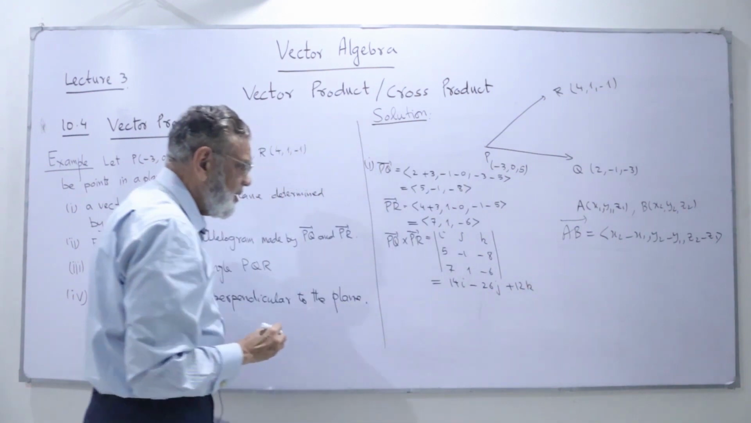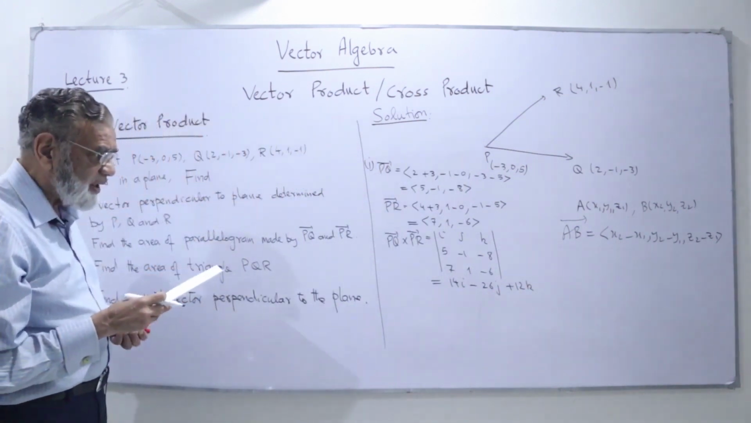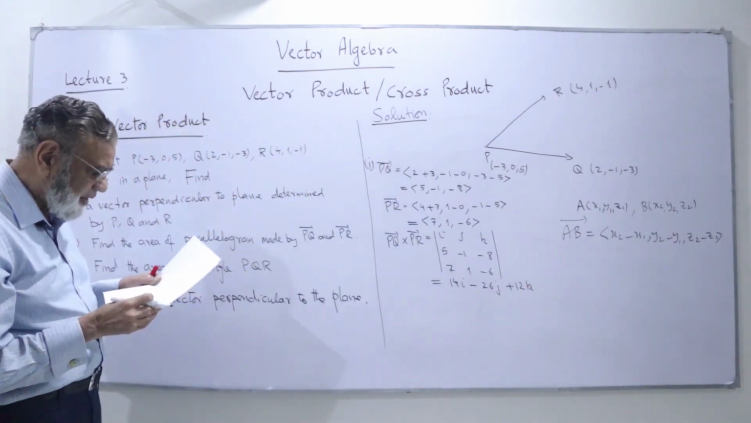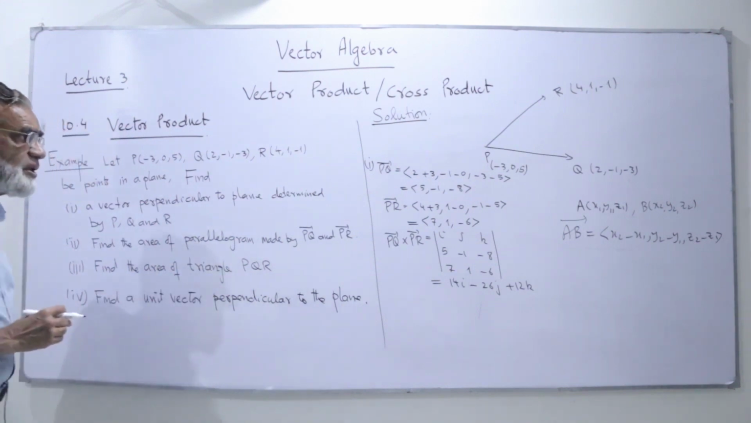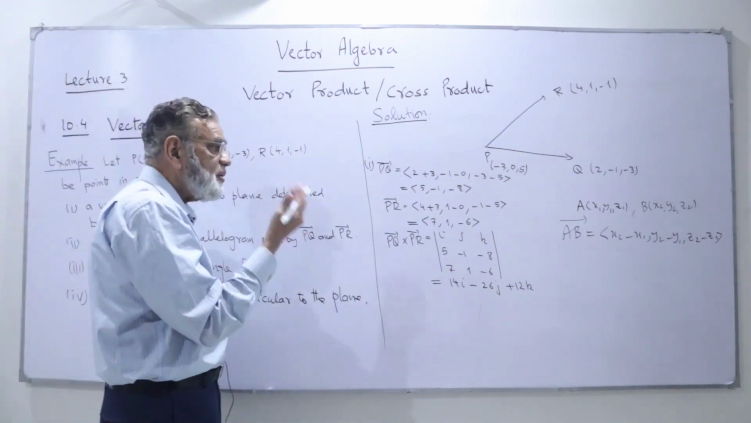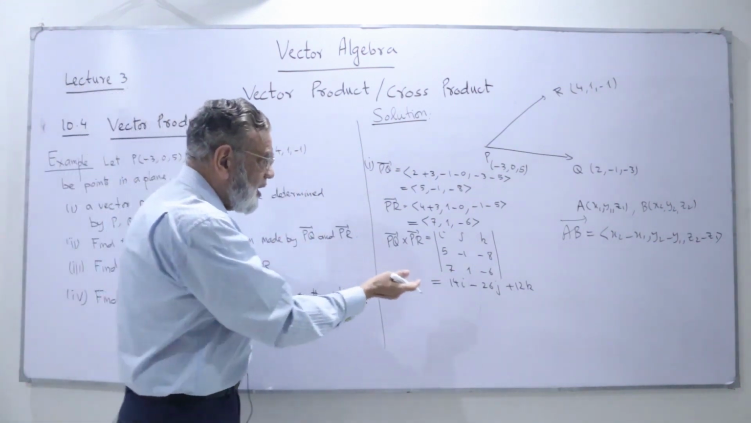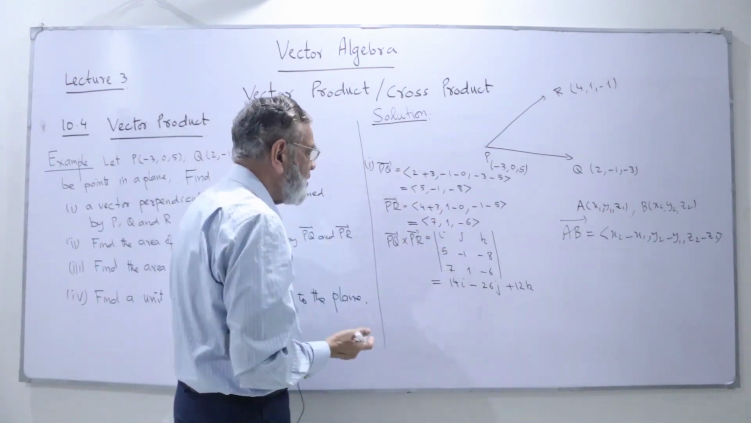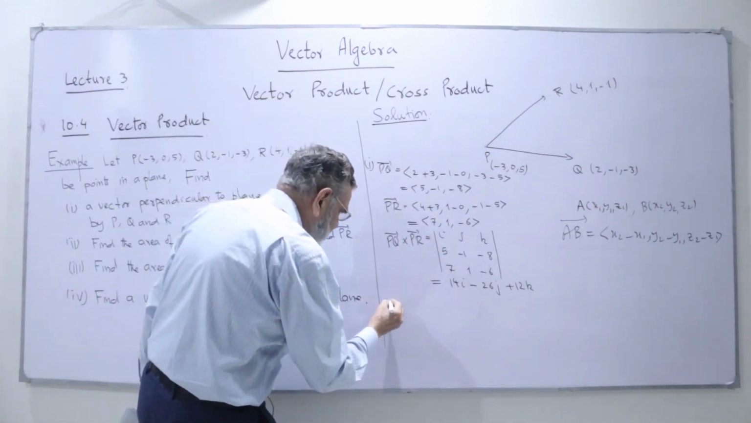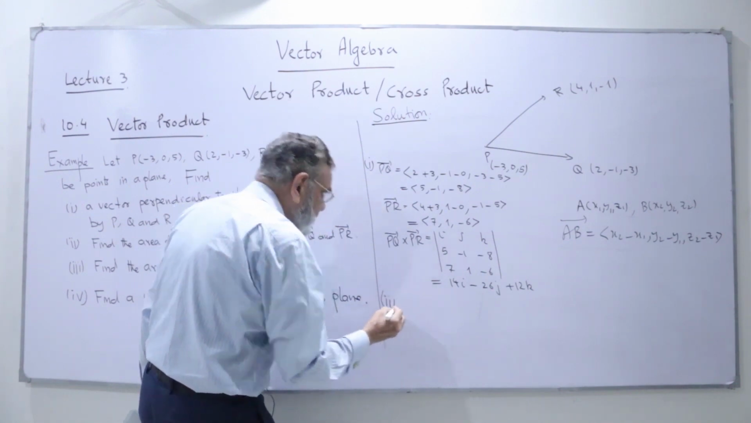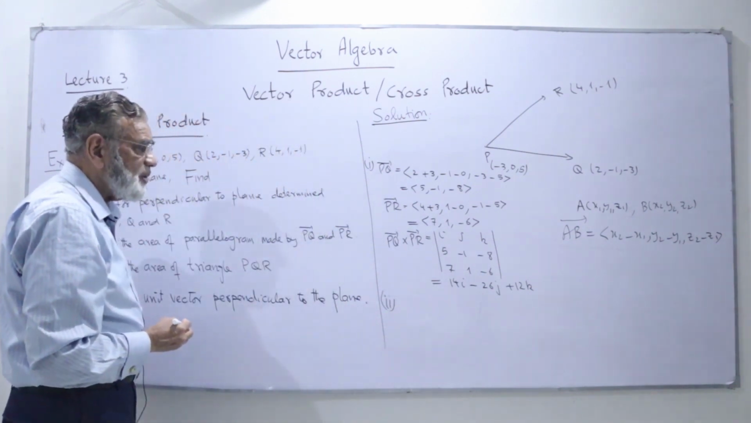So this is my PQ cross PR. This is 14I minus 26J plus 12K. So this vector is normal to PQ and PR. You can just check it, multiply this one with any one of these two, you get the value equal to 0. And moreover, the cross product is a vector which is orthogonal to the plane containing PQ and PR.